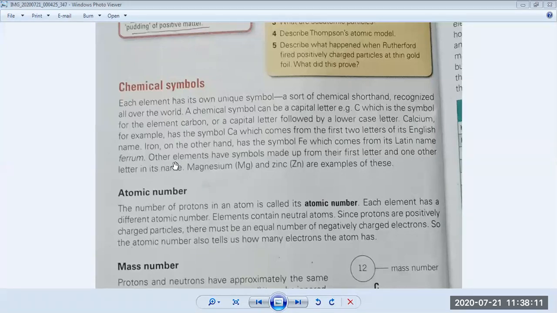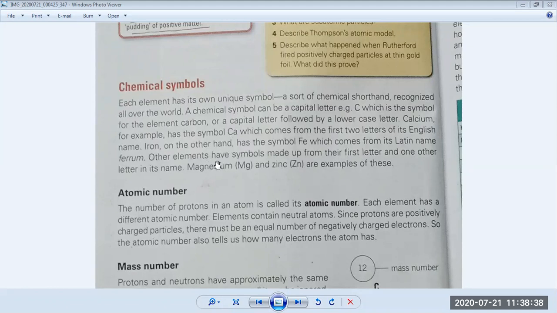Mostly, elements have symbols from the first letter of their name, and some are written with two letters. For example, we have discussed the example of calcium. You can see the spelling of calcium, and the symbol of calcium is C and A. The first letter should be a capital and the second letter should be in small form. You can see this is the symbol for calcium.